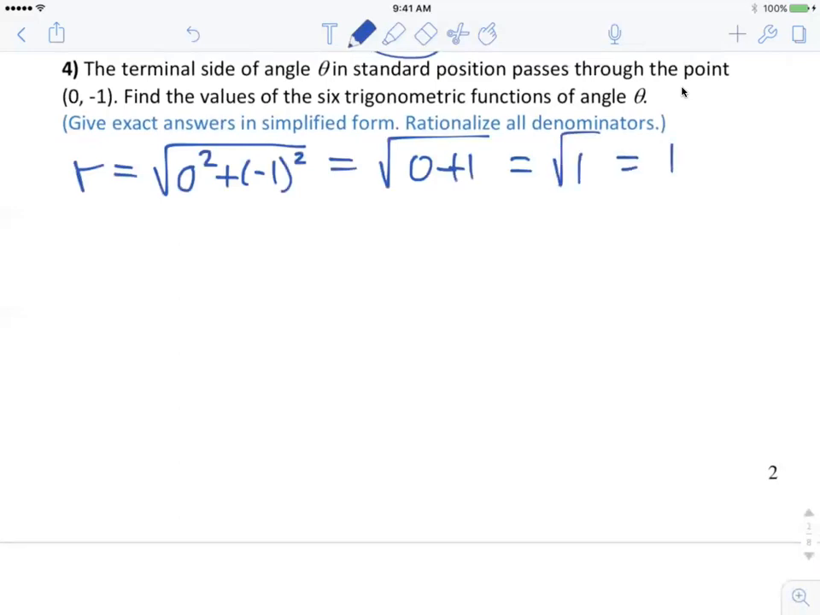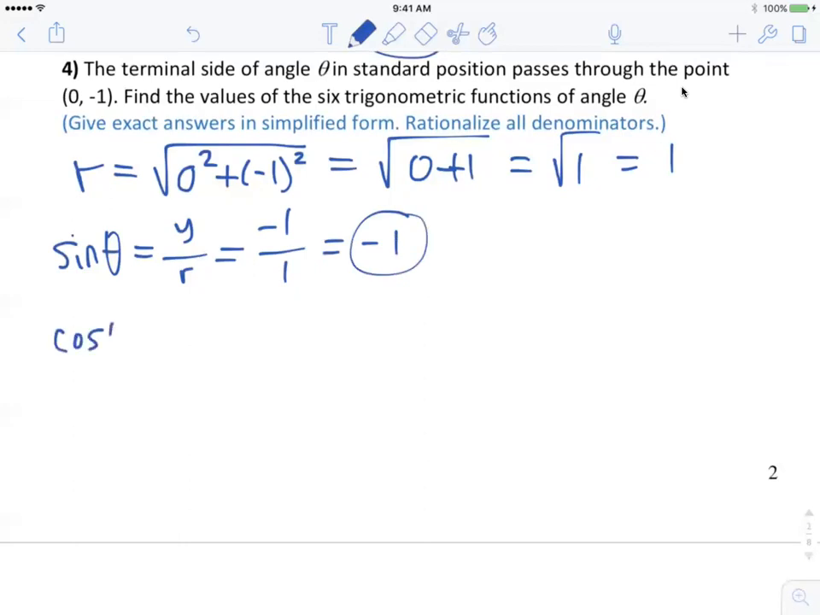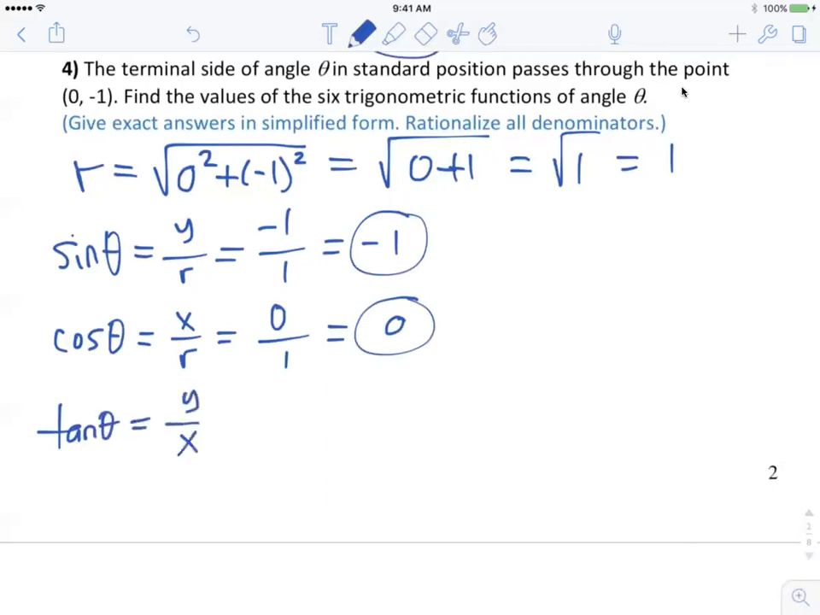All right. And then here we go. Sine theta equals y over r. Y is -1, r is 1. That reduces to -1. Cosine theta, x over r. X is 0, r is 1. That reduces to 0. Tangent theta, y divided by x. Y is -1, x is 0.